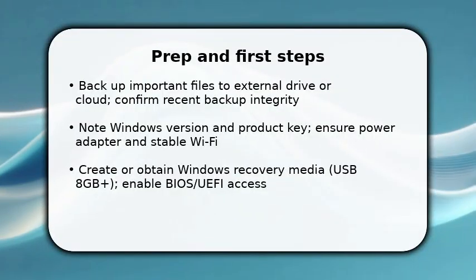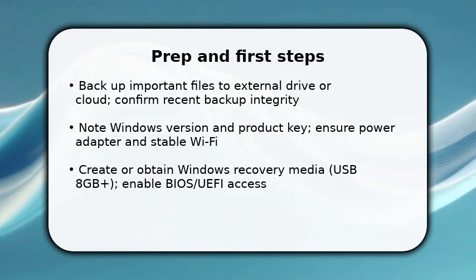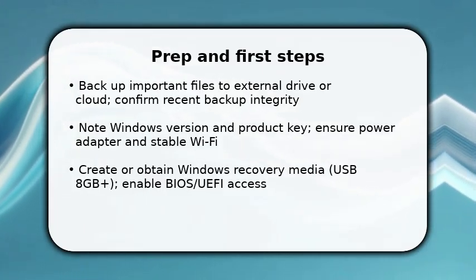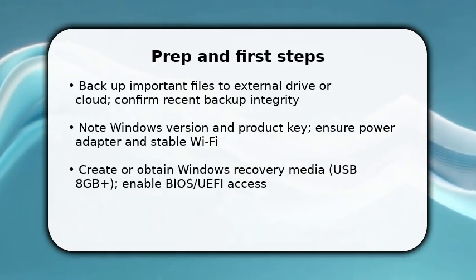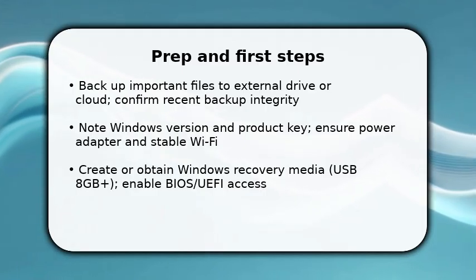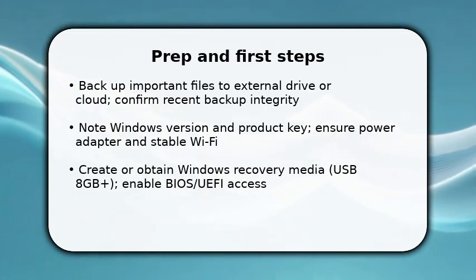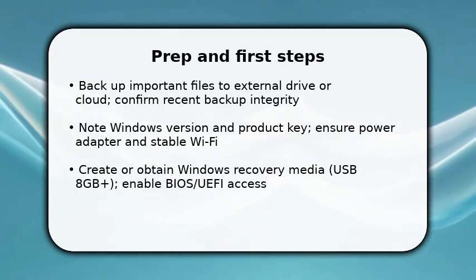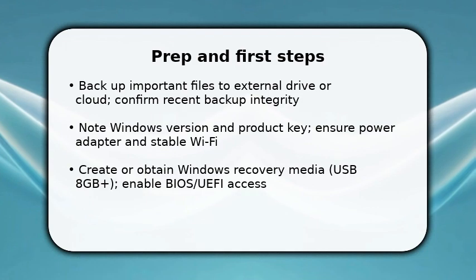You start by securing your data and environment. Back up critical files to an external drive or cloud and verify the backup works. Next, note your Windows edition and product key so activation goes smoothly. Make a recovery USB 8 GB+ or download recovery media. You'll need it for reinstall. Once done, plug in the power adapter and connect to stable Wi-Fi. Finally, reboot into BIOS/UEFI to set USB as first boot device, so the install can begin.